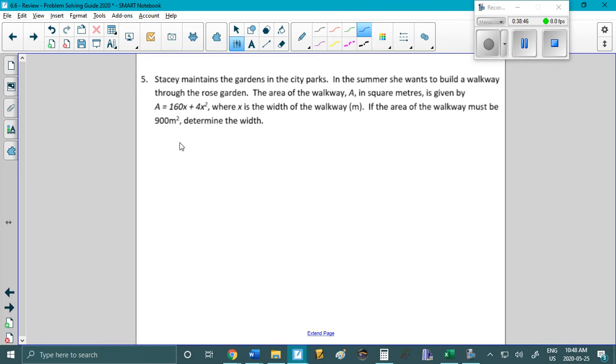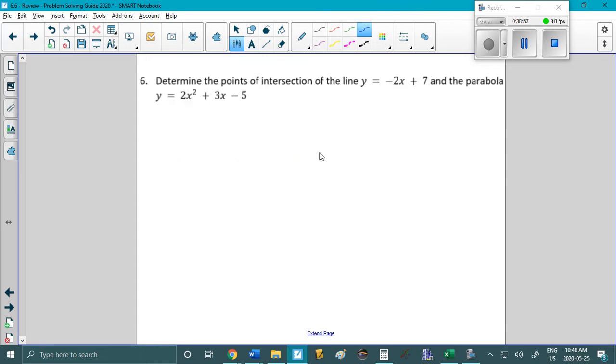Garden area width. If the area of the walkway must be 900, so 900 equals 160x plus 4x squared. Right? I just subbed in 900 right there. And now solve for x. Okay, this came up in the homework. Again, you don't have to watch all this. You can just try it first and then come back for hints.